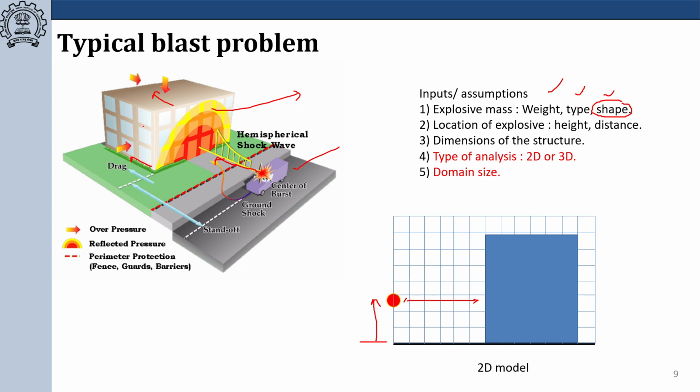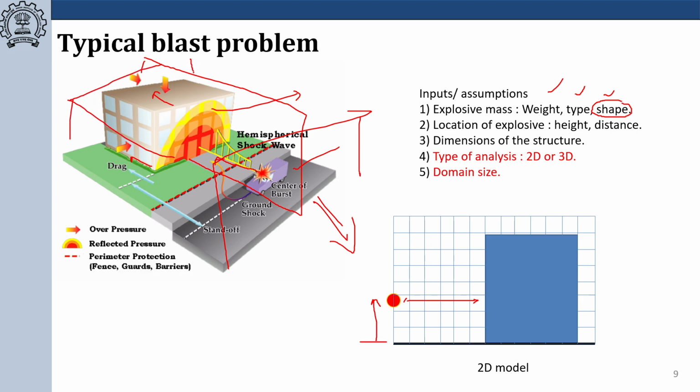Obviously you require the dimensions of the structure, and based on this you will decide whether you want to do a two-dimensional analysis or a three-dimensional analysis. If I have to do the two-dimensional analysis, then I would plan a cross-sectional shape at the center of the blast and along the length, and this shape would be the domain I will be idealizing. If I have to model a three-dimensional structure, then I have to model a three-dimensional domain, such that your structure and the explosive are inside the domain.